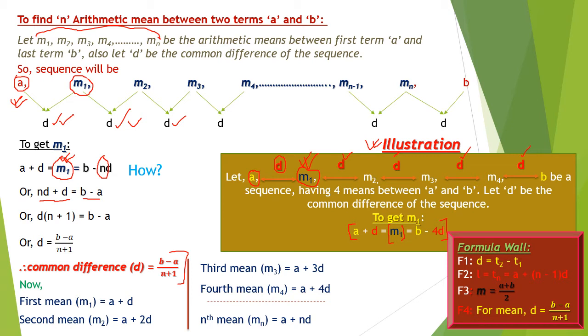This illustration will help you to understand, because we reduced the number of means and made it countable, like there are only 4 means, and we can easily see that to get m1, the first mean, from b, there are 4 d's, and we have to subtract 4d. Now if there are n means between the two terms, then to find the first mean we have to subtract n times d from b. So that's why b minus nd is written.